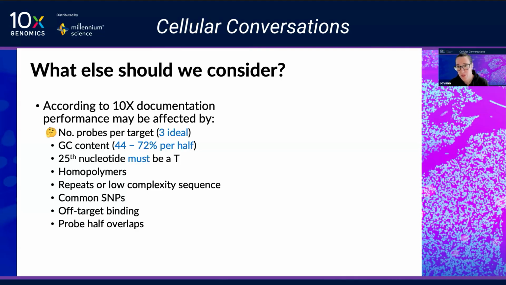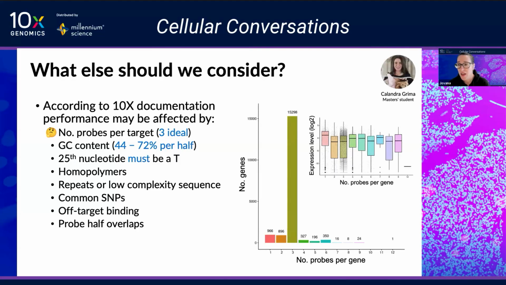And because we were really interested in the Flex technology, we had a master's student deeply digging into the probes and the performance of the Flex probes in our Flex early data, but also in some publicly available data from 10x. And so Calandra looked at the various aspects of the standard probe panel. And what she found was that yes, indeed, most genes had 3 probes. However, there were lots of genes that had either more than 3 probes or less than 3 probes.